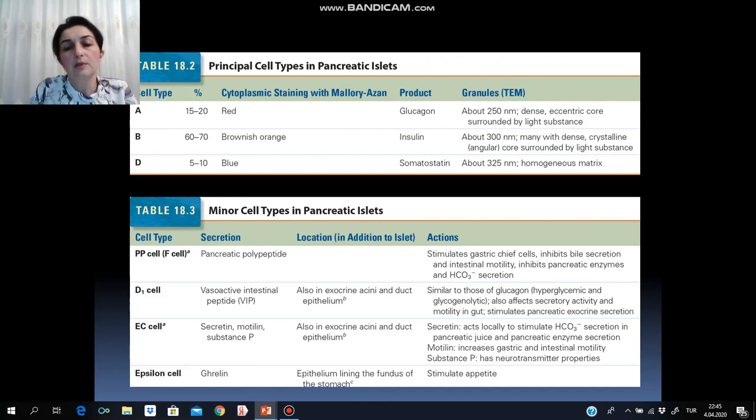A cells produce glucagon. Glucagon is a hormone which will increase the level of glucose in blood. Glucagon is produced in a non-active proglucagon state. Then in the Golgi apparatus, it will be cleaved and the active hormone is released from the cell. B cells produce insulin and they constitute 60-70% of all cells.